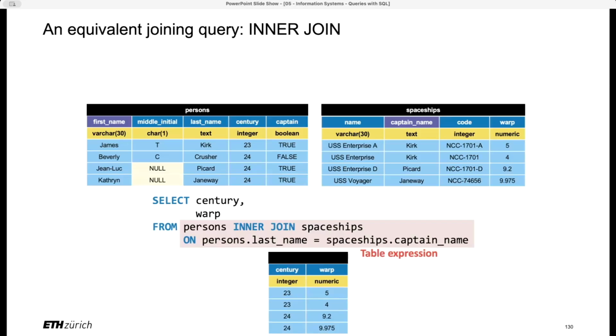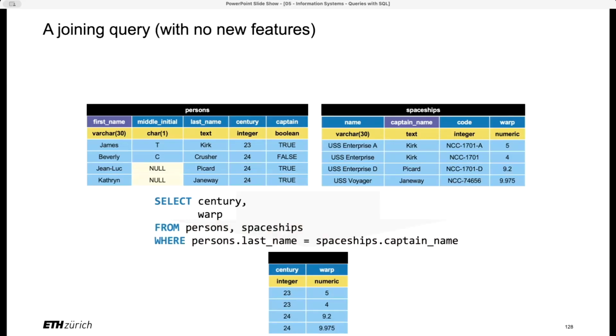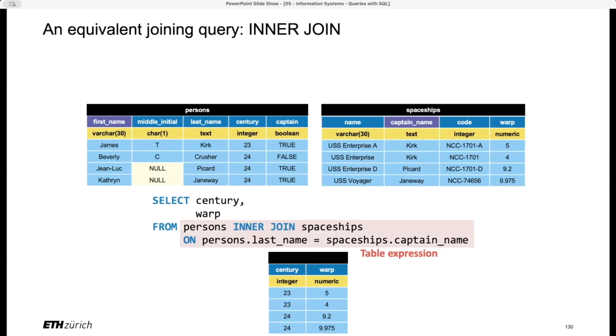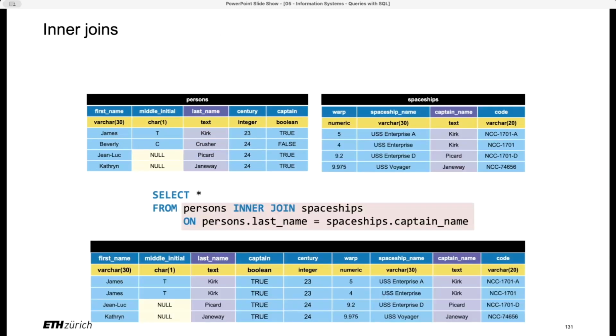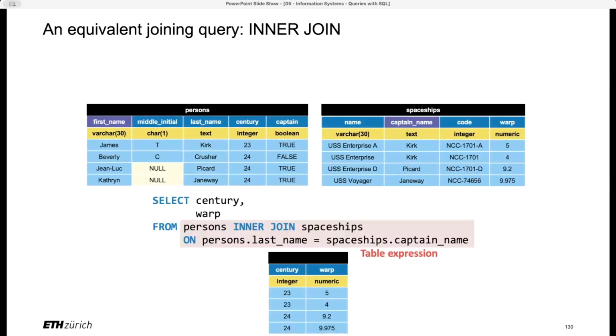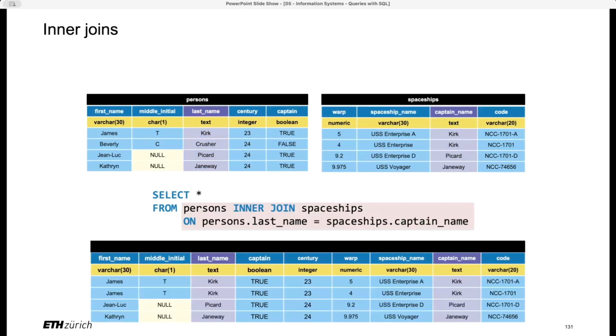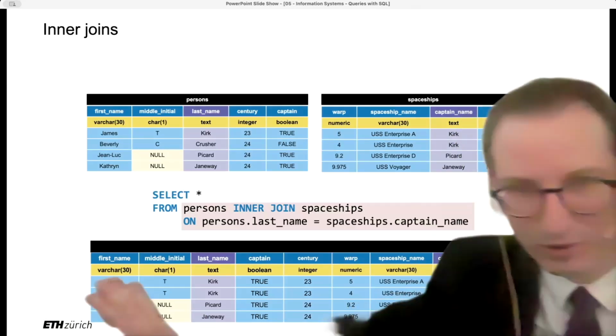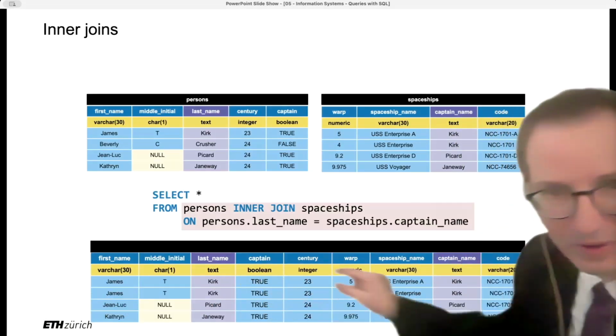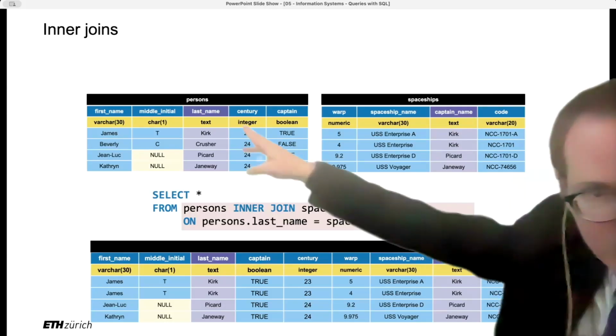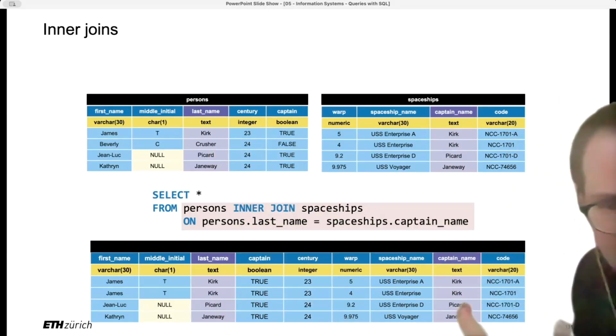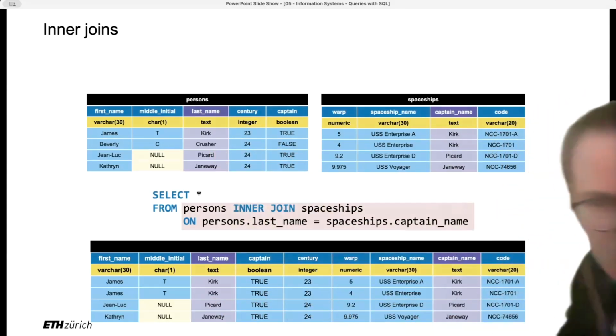So you're seeing here 3 queries that are exactly the same. Inner join is the same as join is the same as this. It doesn't matter if you do this or this or this, right? If you just say join, it is always assumed to be an inner join. I did the same, but instead of century and warp, I just put select star. So now I have everything. So now you see the whole join where you have Kirk that has 2 matches. Crusher doesn't appear here. Picard with Picard, and Janeway with Janeway in here.